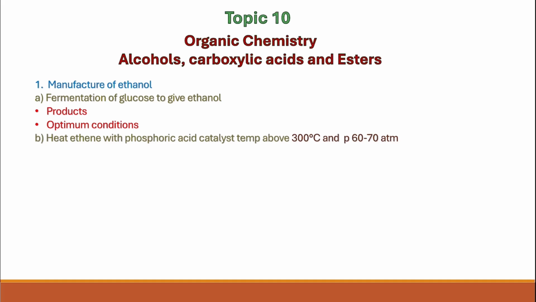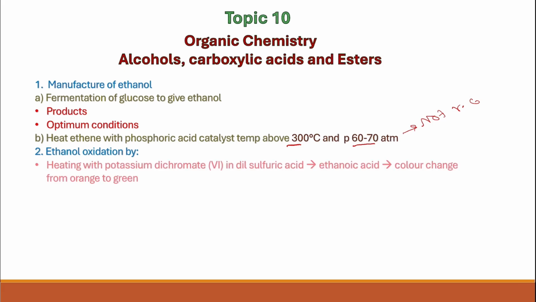And then the hydration of ethene with phosphoric acid as a catalyst, temperature above 300 and pressure 60 to 70. This is not very common in your exam. And then the ethanol oxidation, this is very, very common. So many times in the exam, this question came, oxidation of the ethanol to give ethanoic acid.